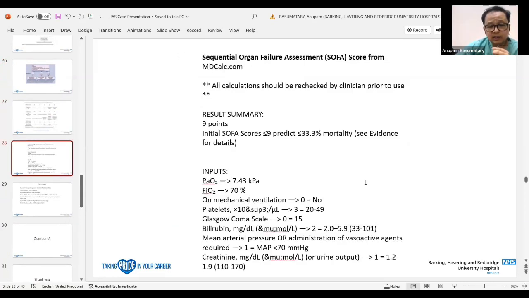Now, for our gentleman that I'm talking about, I did a SOFA score. Normally we don't do such scoring, which is good for improving risk assessment, but we don't normally do it in practice. But many times one can look back at the data and see what the score is for this patient. His SOFA score was 9, which is quite high, and this comes with a significant mortality of about 33%.